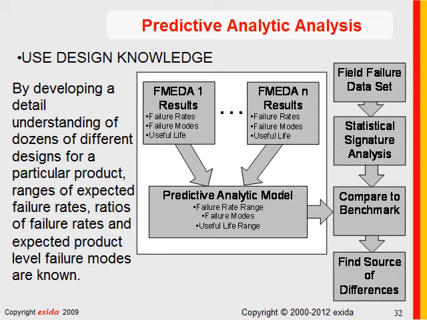If someone does enough FMEDAs, eventually you get a pretty clear picture of what the failure rates for a particular product category should be as a function of operational profile. And given a large number of FMEDAs from the best design to the worst design, we can accumulate the results and predict a failure rate range, upper bound, lower bound. We can predict failure modes, and we can predict a useful life range.